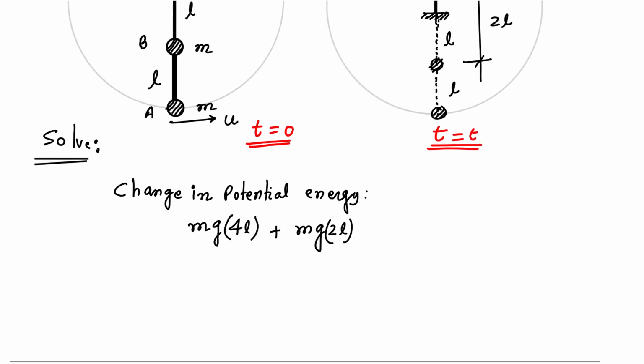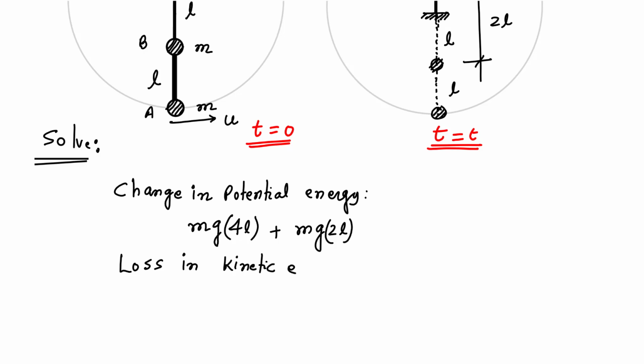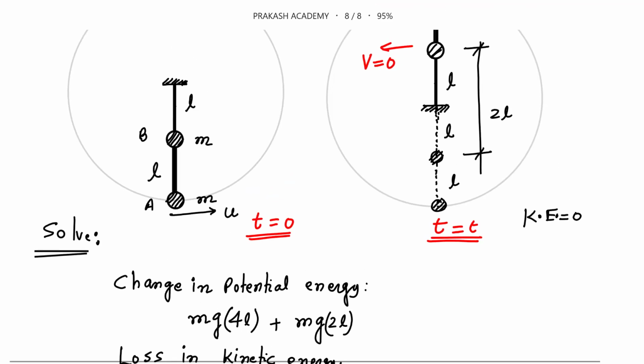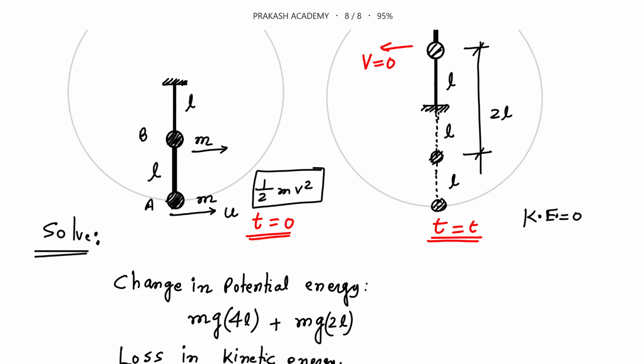Now let us find the loss in kinetic energy. As I said, finally there is no kinetic energy because everything is at rest, so the final kinetic energy is 0. What was the initial kinetic energy? For this mass, kinetic energy is half mu square. What about this mass? This mass is also moving. Now, what will be the velocity, or what is the speed of this mass?